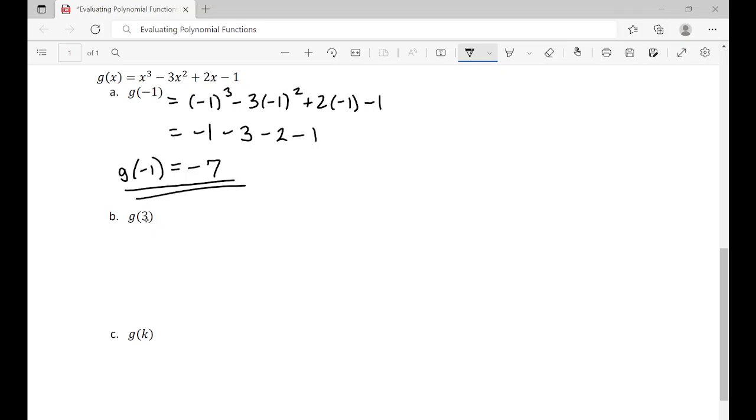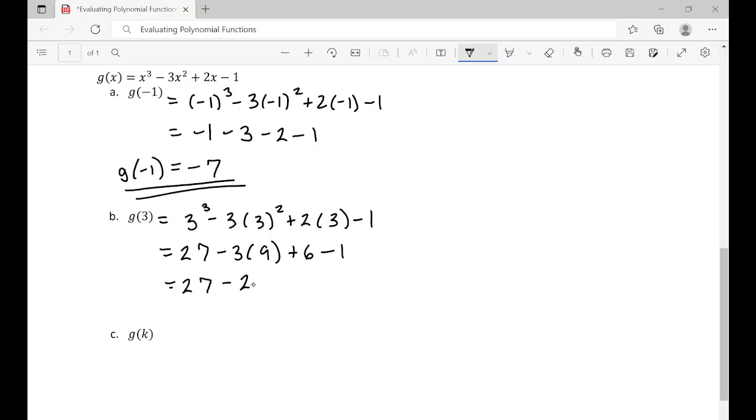Next we got g of 3, which means everywhere there's an x, we're going to replace it with what's inside the parentheses, which in this case is a 3. So 3 cubed minus 3 times 3 squared plus 2 times 3 minus 1. So 3 cubed is 27 minus 3 times 3 squared, which is 9. 2 times 3 is 6 minus 1. And then 27 minus 3 times 9, so 27 minus 27. And combine these two, which is going to give me 5.